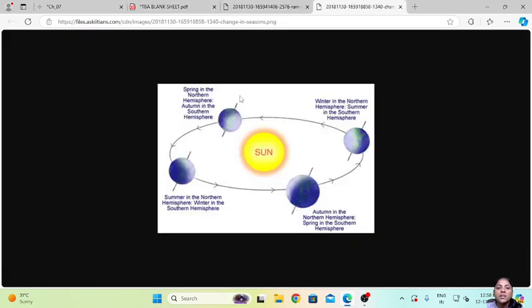As we can see here, now here is winter in the northern hemisphere. So this part will have the winter season, whereas the southern hemisphere will have summer. So this part will have summer season, whereas over here the northern hemisphere will have summer, whereas the southern hemisphere will have winter season.